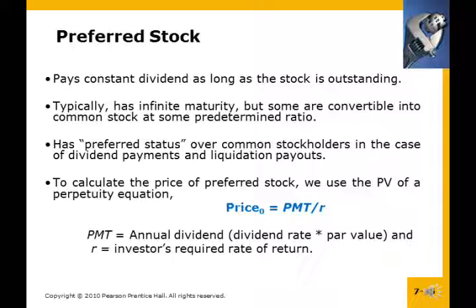To get the price of preferred stock, you have to apply the rule P0 equals PMT divided by r. So P0 will be equal to the annual dividend, which is equal to the dividend rate times par value, and r is the required rate of return.